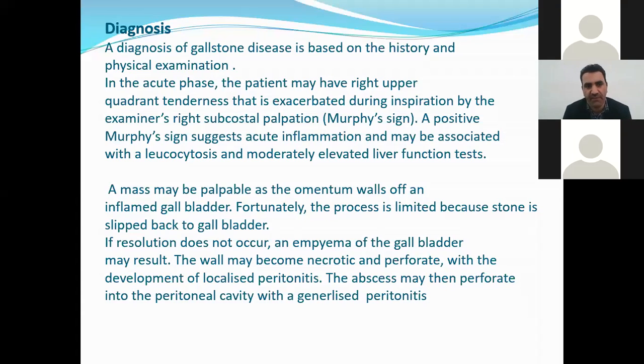A positive Murphy sign suggests acute inflammation and may be associated with leukocytosis and moderately elevated liver function tests. Sometimes the liver function test will be elevated due to edema rather than due to obstruction. A mass may be palpable as the omentum walls off the inflamed gallbladder. The policeman of the abdomen, the omentum, will go to any area of inflammation and wall off the gallbladder.